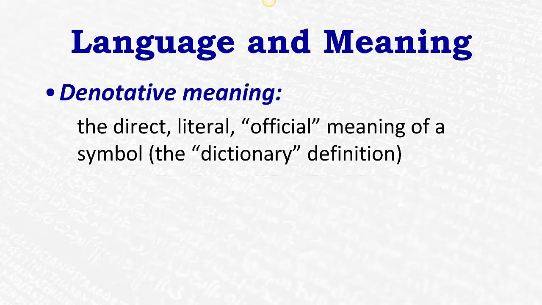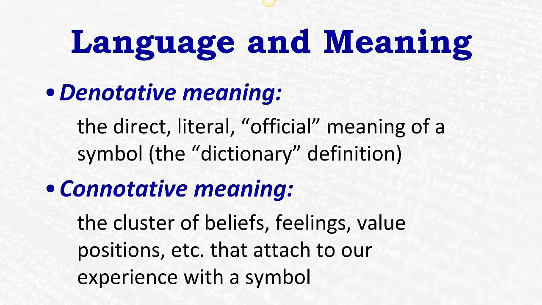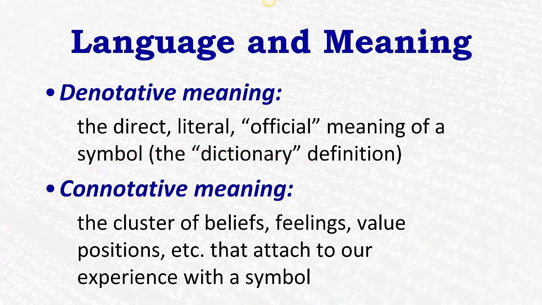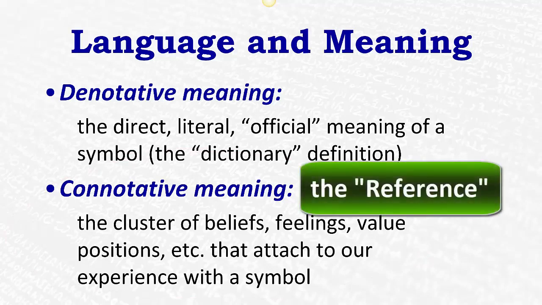Things get even more complicated when we move from denotation to connotation. Connotative meaning is the cluster of beliefs, feelings, value positions, and so forth that attach to our experience with a symbol. In terms of the semantic triangle, connotative meaning is all about the reference. What is all the past knowledge and experience and meanings that we've gotten from social interactions with others that help us figure out what things mean beyond the dictionary definition?